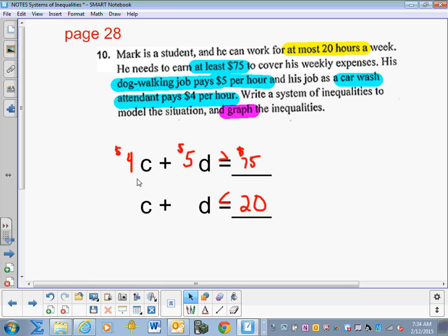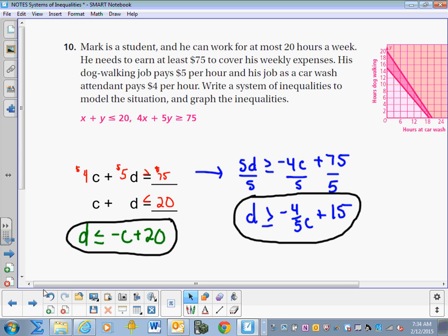So my system would be 4c plus 5d is greater than or equal to 75, and c plus d is less than or equal to 20. So if I were to graph it, I would rewrite it solving for d. So I could isolate one variable on the left side and use my inequality shading rules, and it would look something like this.